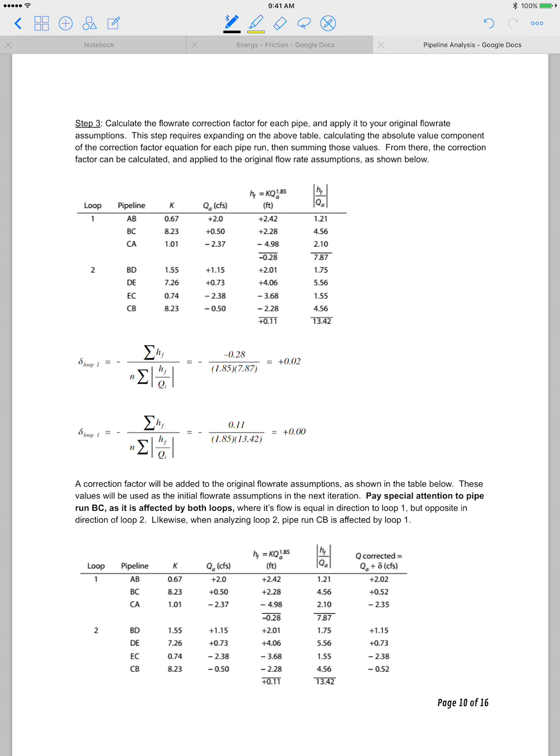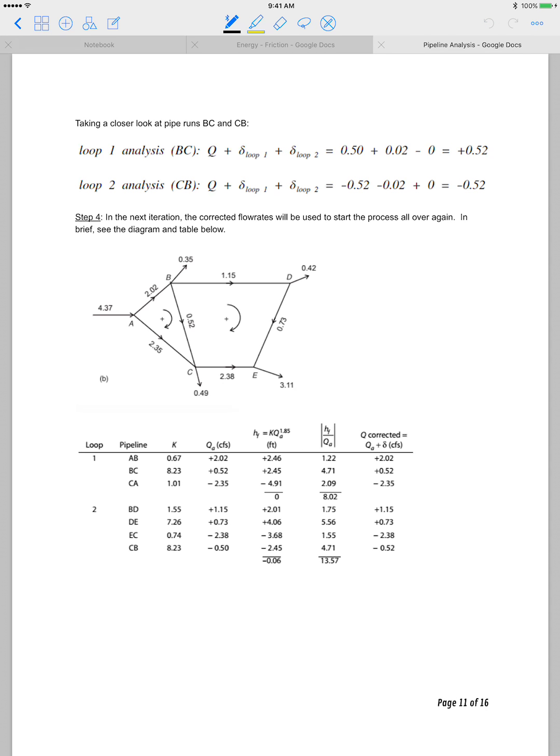I did make one mistake in saying that these would all be the same. They're not all the same because we have to apply the loop 1 correction factor in the run CB, but because they're opposite in direction, it's negative. So negative 0.5 plus a negative version of this correction factor is negative 0.02. When you add the two of them together, you get a negative 0.52. So the key is adding them both in those circumstances, okay?